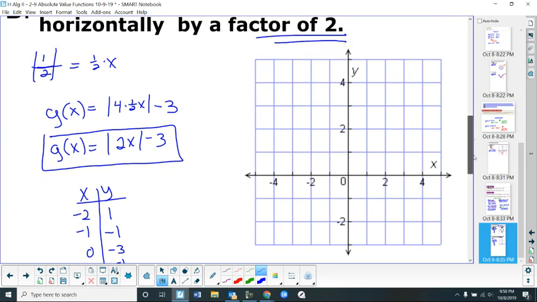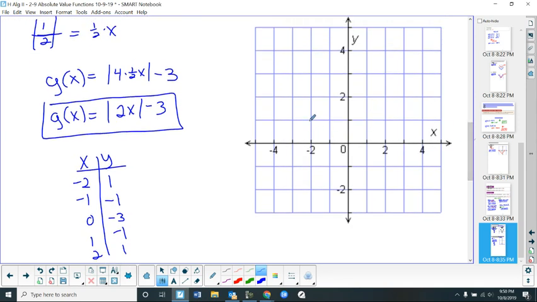Or throw it in your graphing calculator. So over 2, up 1, -2, down 1, 0, -3, over 1, down 1, over 2, up 1. And here is your V. Oh gosh, guys, I'm sorry. Okay, let's see if I can. Pretend that's a straight line. Okay, a V. All right.